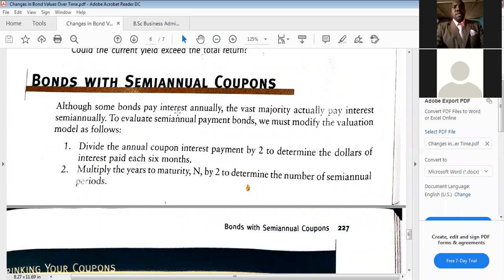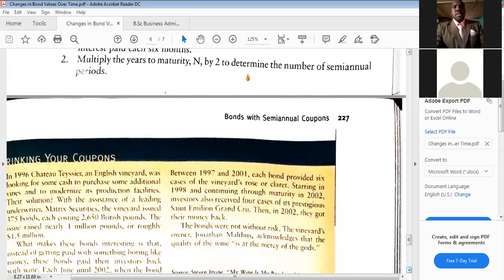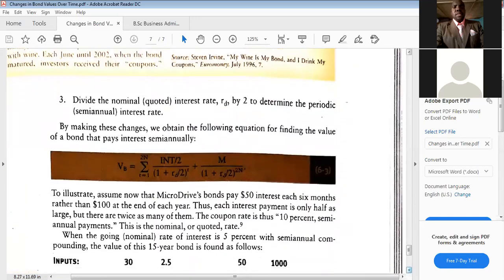All right. So divide the annual coupon interest payment by 2 to determine the dollars of interest each 6 months. Multiply the years to maturity by 2 to determine the number of semi-annual periods. Second step. Third step now. Divide the nominal or quoted interest rate, which is rd, by 2 to determine the periodic semi-annual interest rate. By making these changes, we obtain the following equation for defining the value of a bond that pays interest semi-annually.